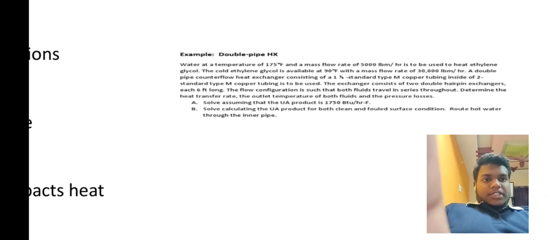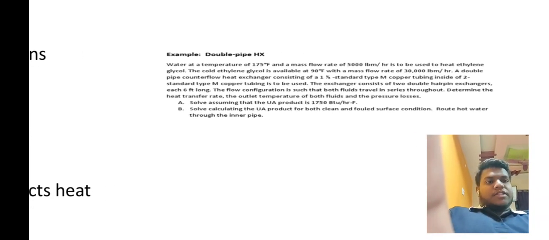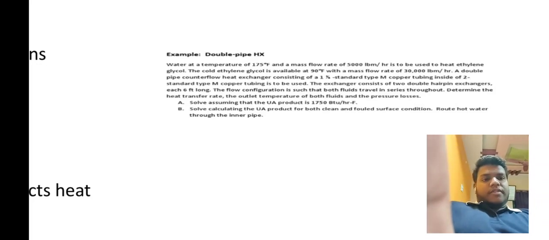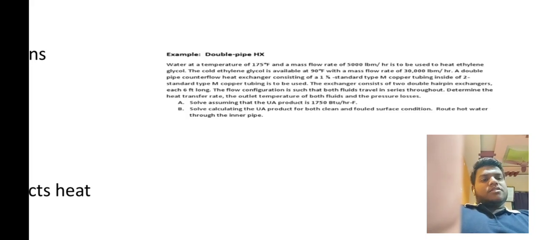Example: double pipe heat exchanger. Water at a temperature of 175 degrees and a given mass flow rate is used to heat ethylene glycol. The cold ethylene glycol is available at 90 degrees with a flow rate of 30,000 lbm per hour. A double pipe counterflow heat exchanger consists of two heat exchangers, each configured such that the fluid travels in series. Determine the heat transfer, the outlet temperature of both fluids, and pressure losses.